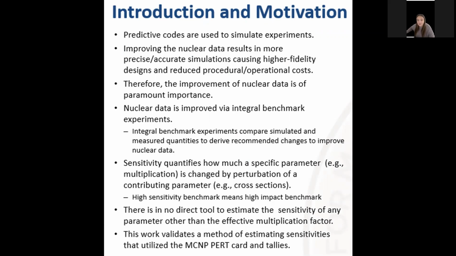Sensitivity quantifies how much a specific parameter, like multiplication, is changed by a perturbation of a contributing parameter, like cross-section or nuclear data in general. There is no direct tool to estimate sensitivity outside of the MCNP KSEN card currently, which is only available for the effective multiplication factor. Additionally, this work validates a method of estimating other sensitivities that utilize the MCNP PERT card and tallies.